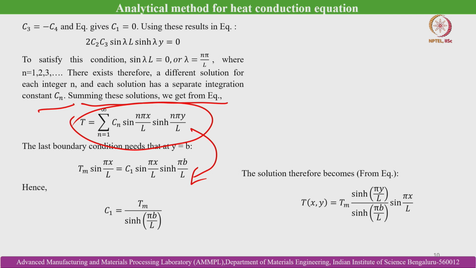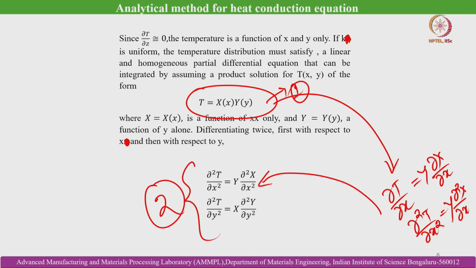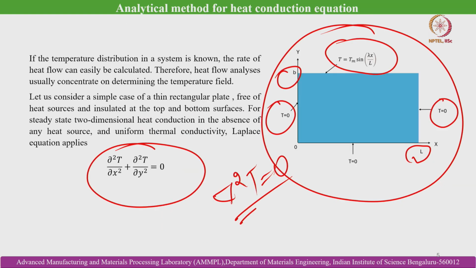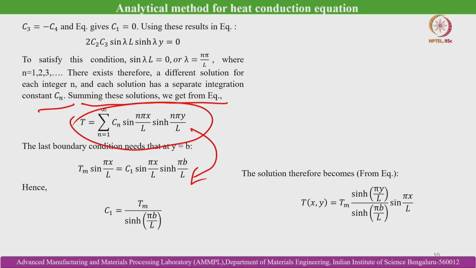We know that at y is equal to b, t is equal to T m sin pi x by L, that is what we have seen over here. Now, if we put the value of t is equal to T m sin pi x by L, and put y is equal to b, as we have considered n is equal to 1, finally the expression becomes t is equal to T m sin pi x by L is equal to C 1 sin pi x by L sin hyperbolic pi b by L, because y is equal to b.